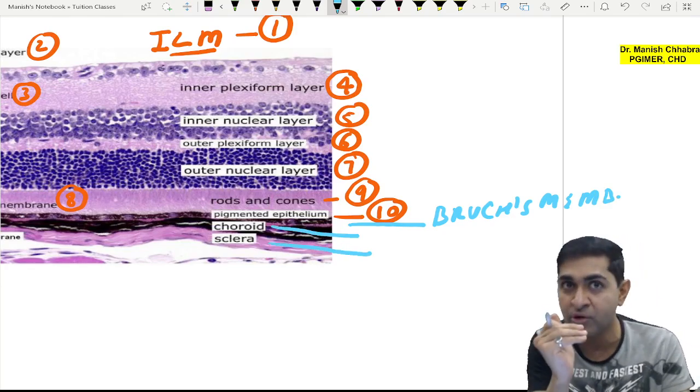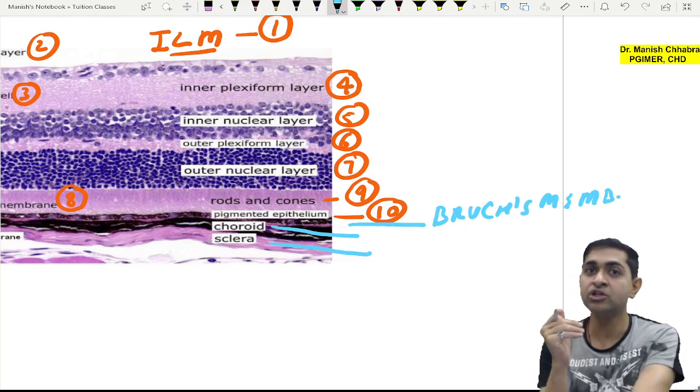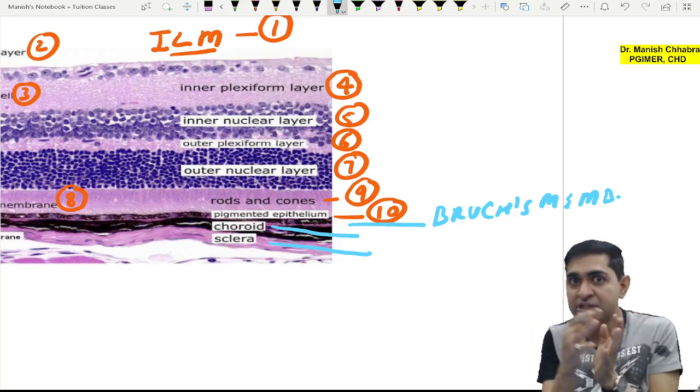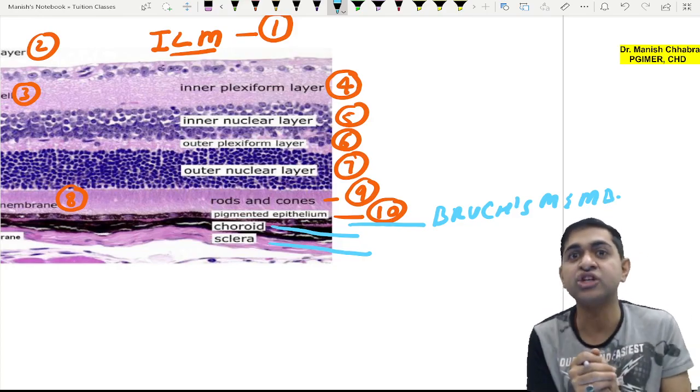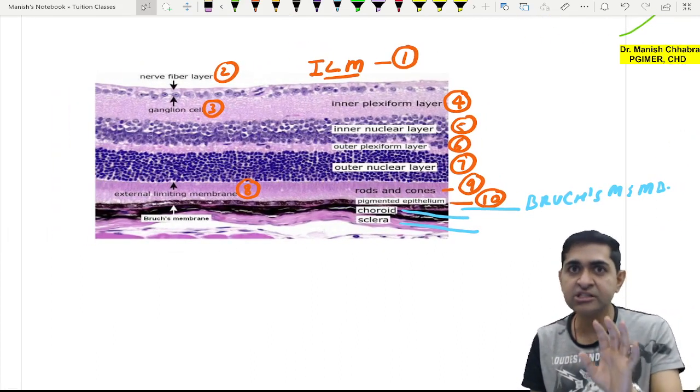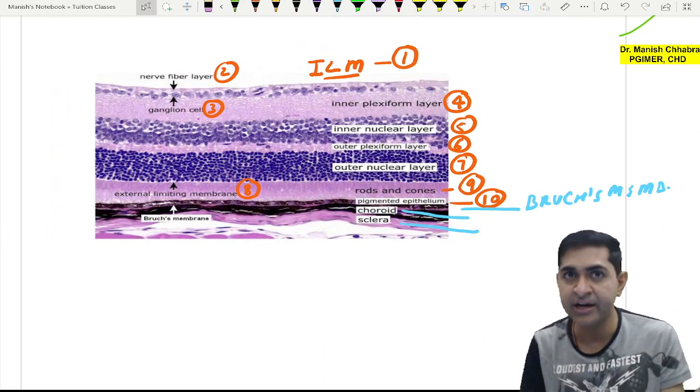I have already told you about the layers of the sclera. I have already told you what lies outside the sclera. This is Tenon's capsule. Outside Tenon's capsule there is conjunctiva. Okay, all right. So this is about the histology of retina.